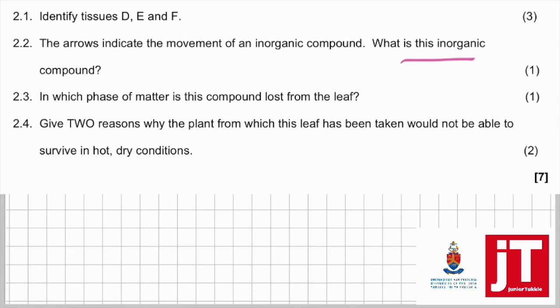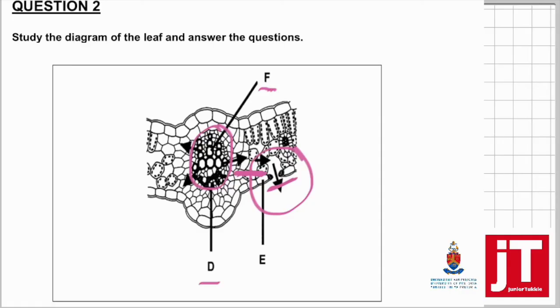2.4. Give 2 reasons why the plant from which this leaf has been taken would not be able to survive in hot, dry conditions. Now, hot, dry conditions, those are usually xerophytes. And those plants must have a very thick cuticle. Their stomata must be more sunken. They must have hairs and they must have thorns. Now, if you look at this leaf, there is none of that in this leaf for this plant to survive.